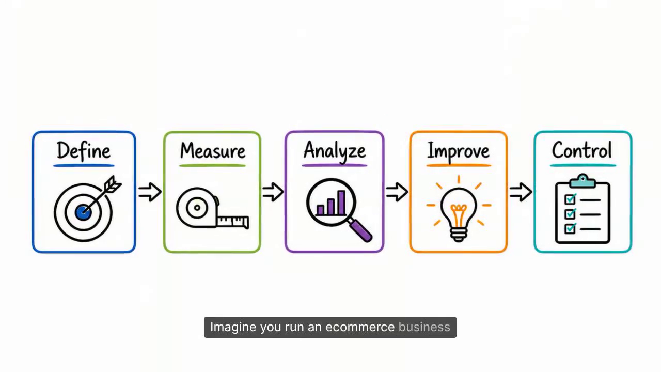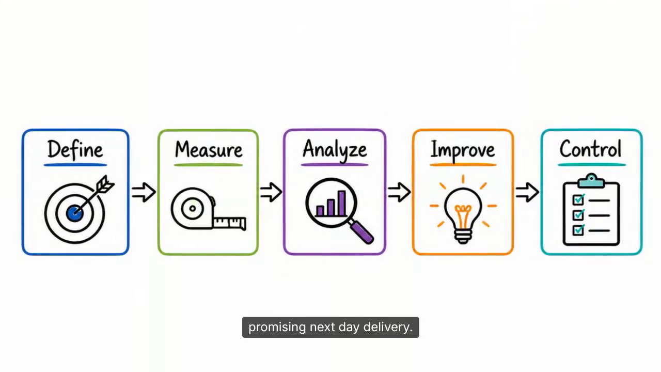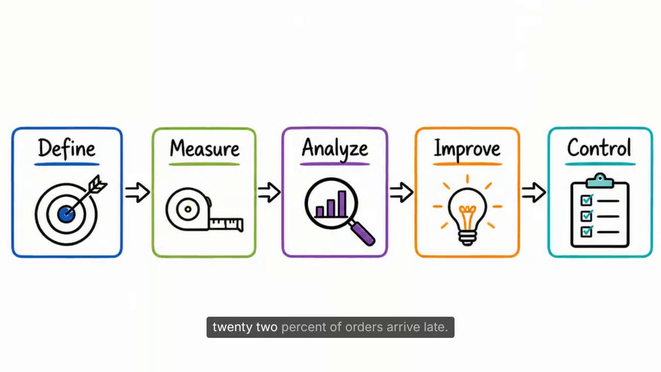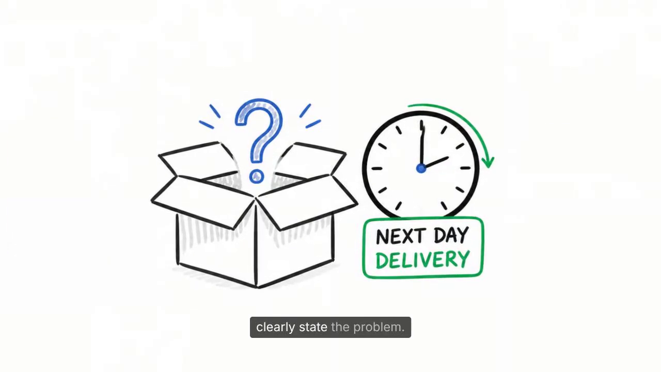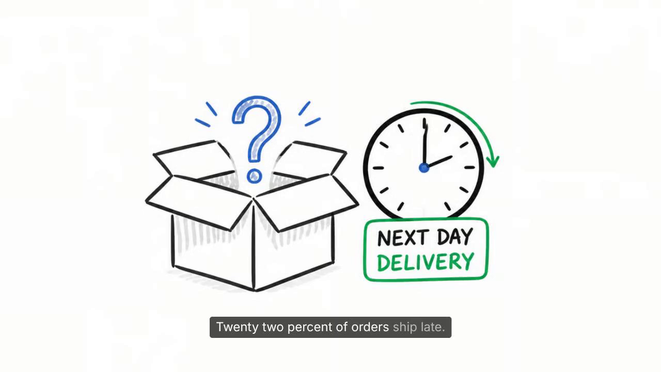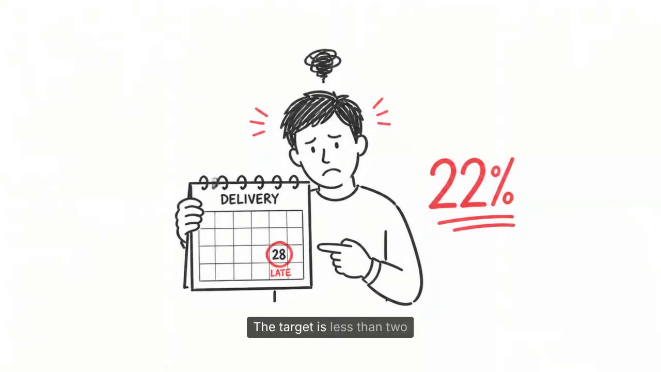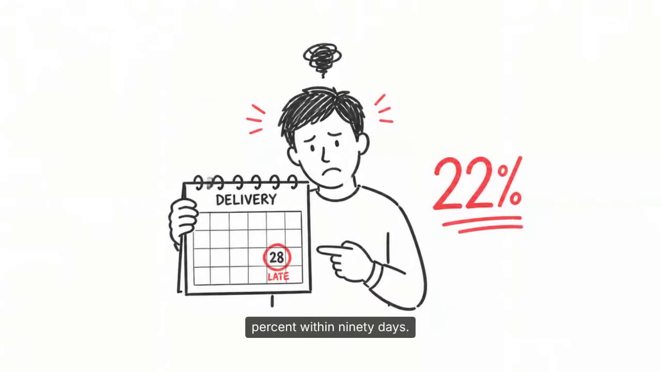Imagine you run an e-commerce business promising next-day delivery. Customers are complaining because 22% of orders arrive late. In the define stage, you clearly state the problem. 22% of orders ship late. The target is less than 2% within 90 days.